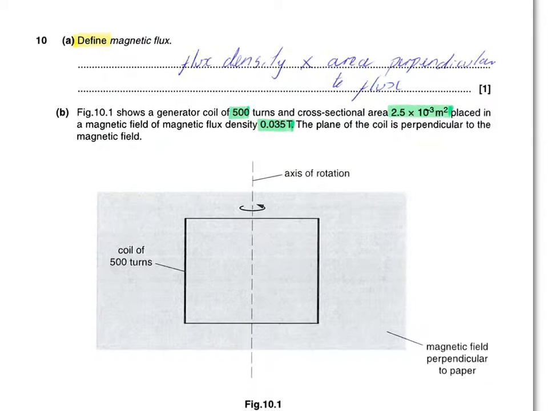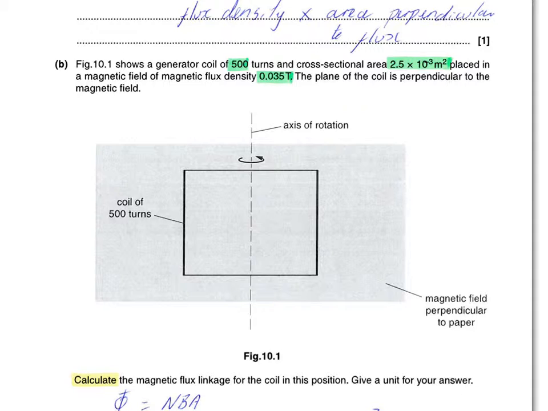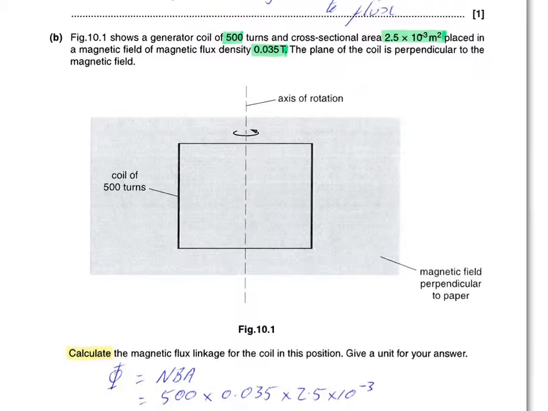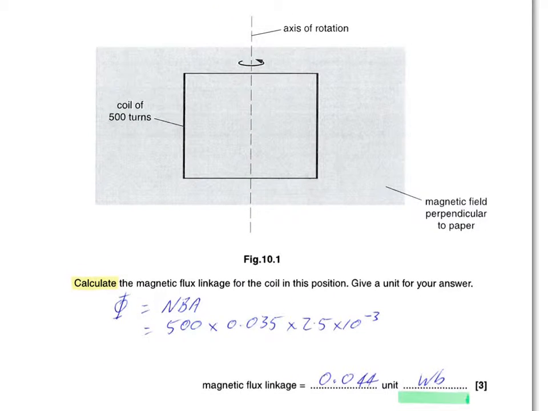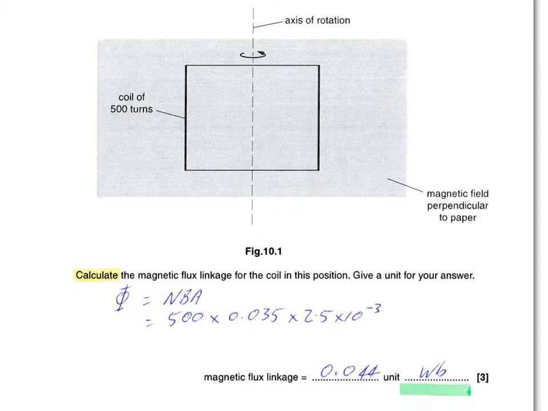A generator coil, 500 turns, a cross-sectional area 2.5 times 10 to the minus 3 meters squared in that magnetic field of that flux density. The plane of the coil is perpendicular to the field, so we've got the field coming in and out of the paper here, and as it's drawn the coil is flat on the paper. Calculate the magnetic flux linkage for the coil in that position, give a unit for your answers.